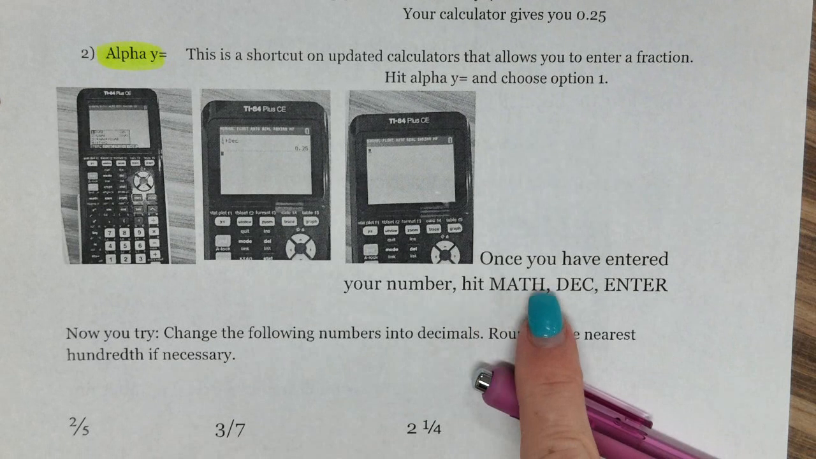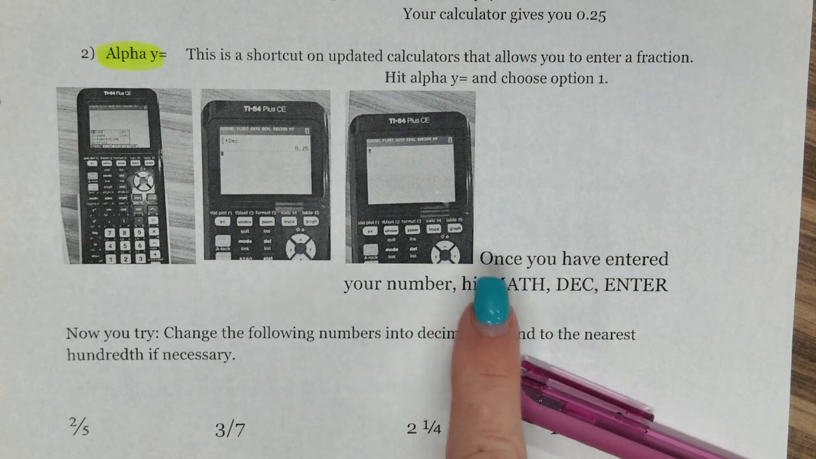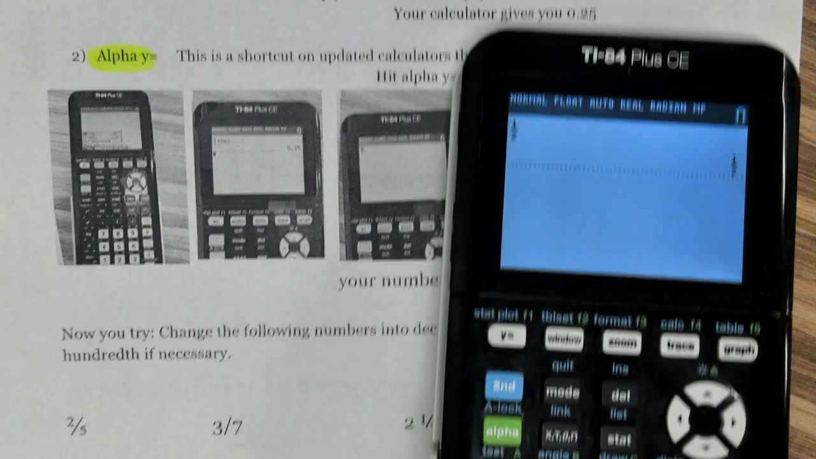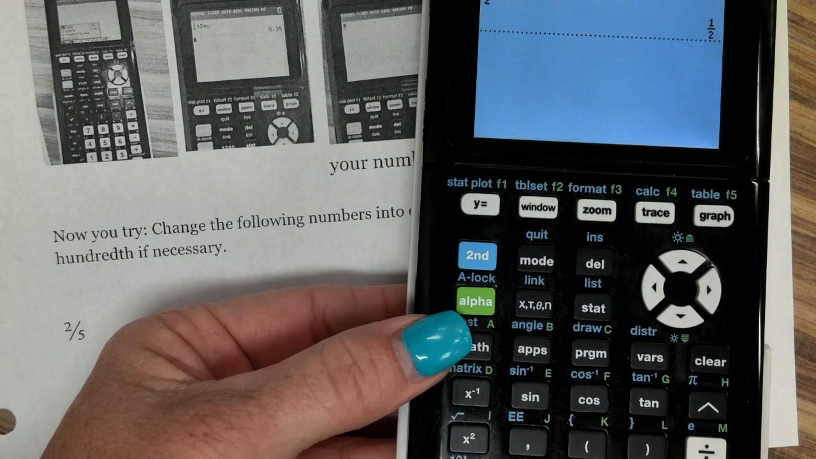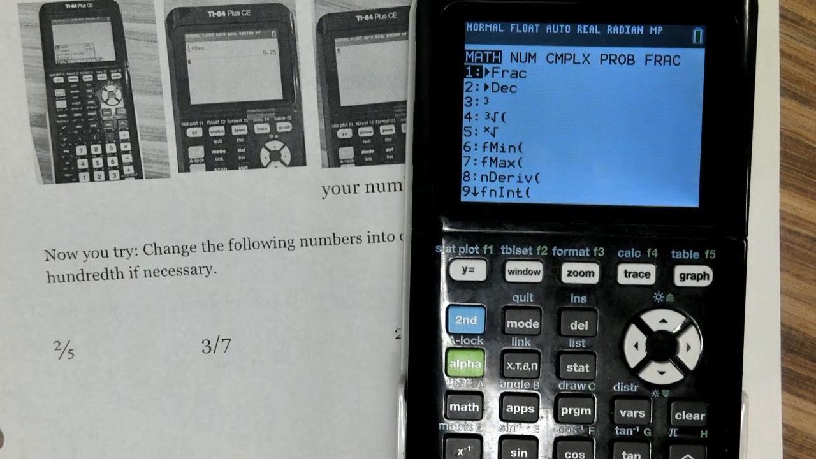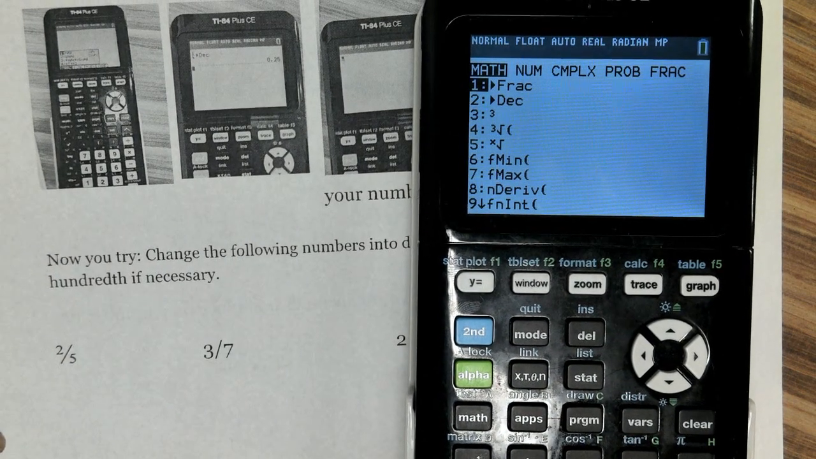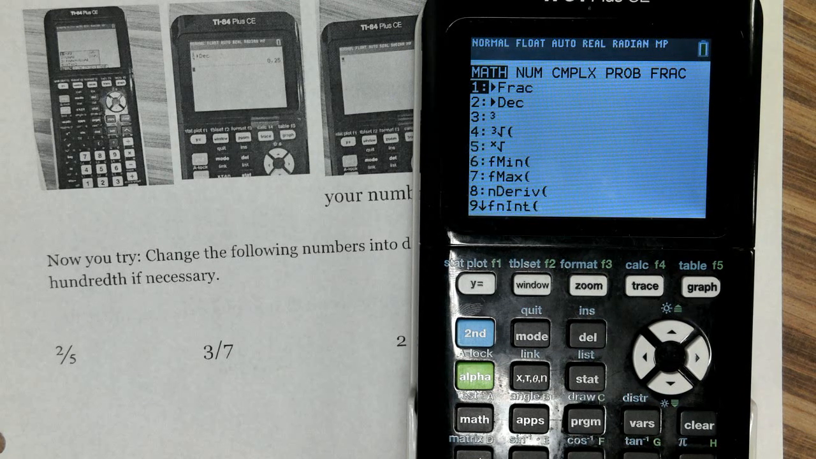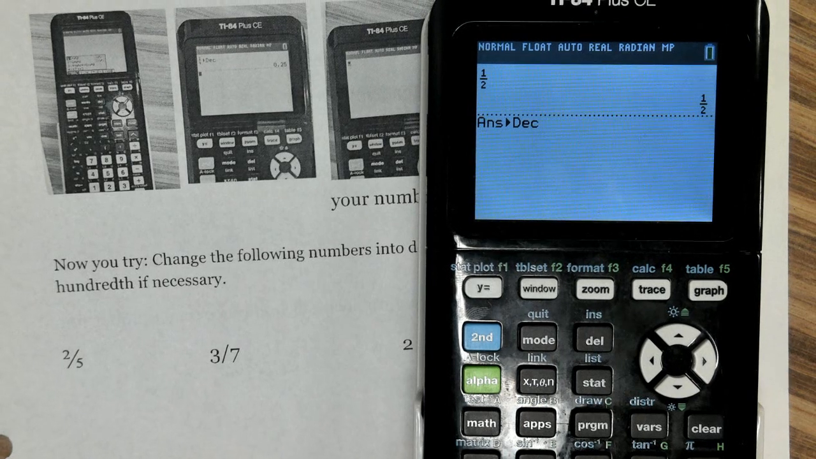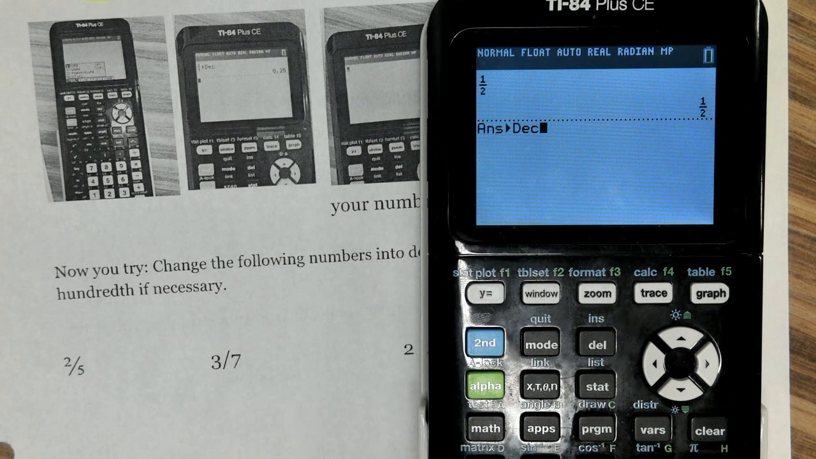So right here on your notes, it tells you what to do. It says once you have entered your number, hit math. So there's a button right under alpha called math. Do y'all see it? You're going to hit math. Which option do you think we're going to pick? It already is a fraction. What do we want it to be? So we're going to choose option 2. And look what your calculator says. Oh, okay, you want to take that number and make it into a decimal. To say yes, that's correct, hit enter.